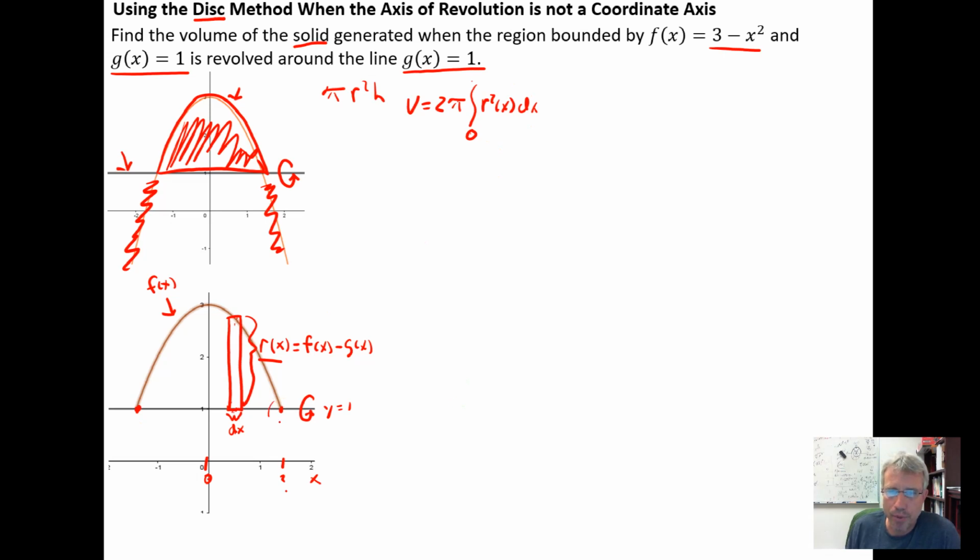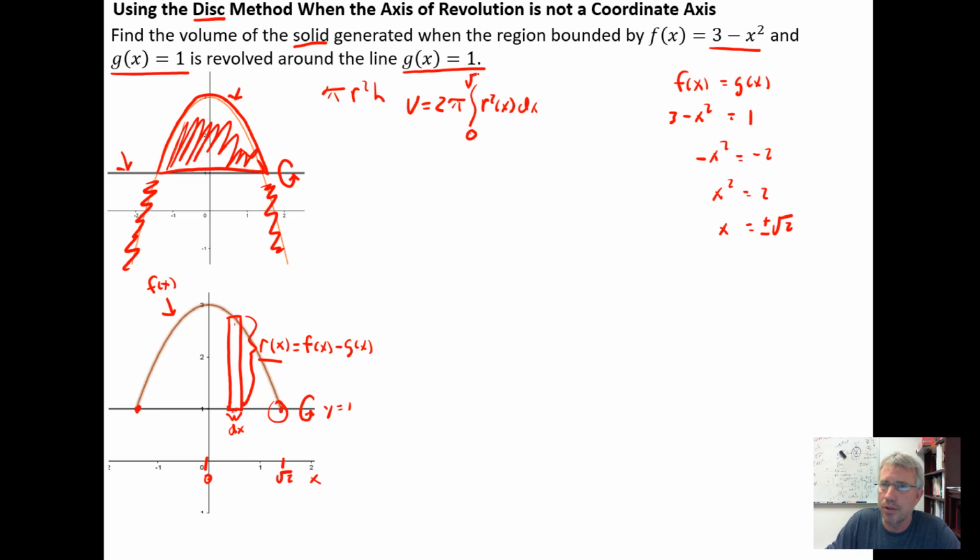So I right away need to know this intersection point so I can establish my upper bound of integration. To find the intersection here, I just need to set f of x equal to g of x to determine where they intersect. So f of x is just 3 minus x squared, and g of x is just equal to 1. So subtract 3 from both sides, multiply both sides by negative 1, take the square root of both sides, and I get plus or minus the square root of 2. So right here, the x-coordinate of this intersection is the square root of 2.